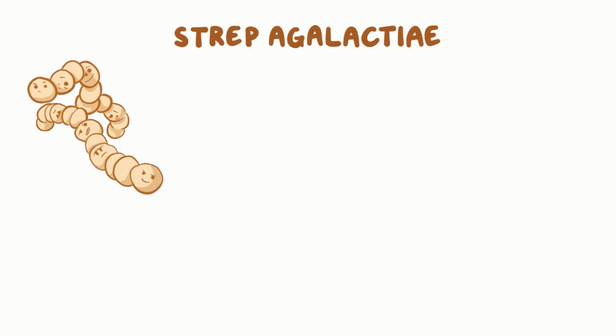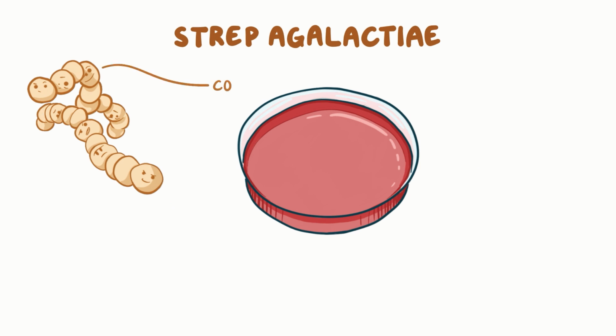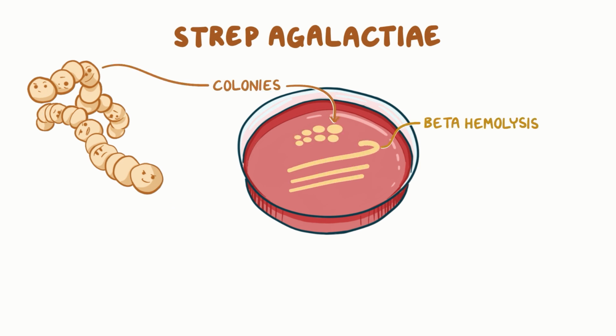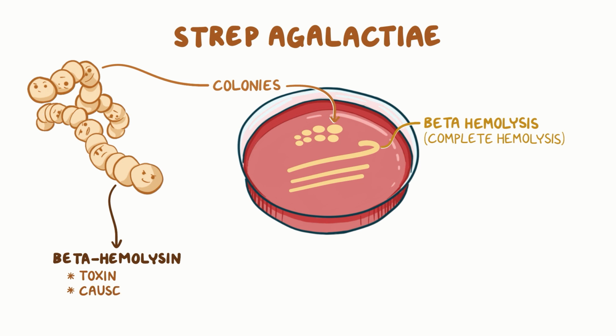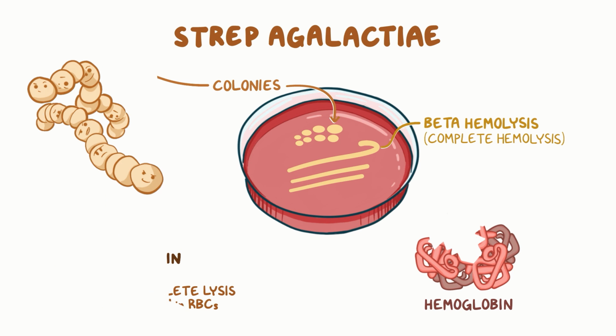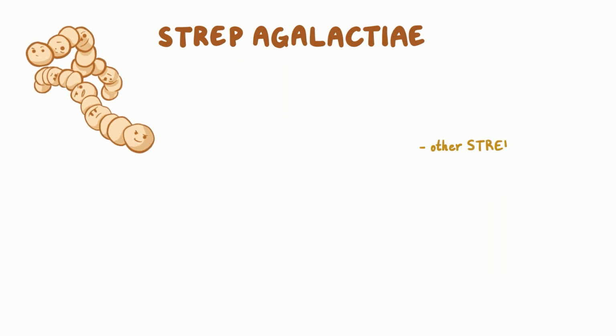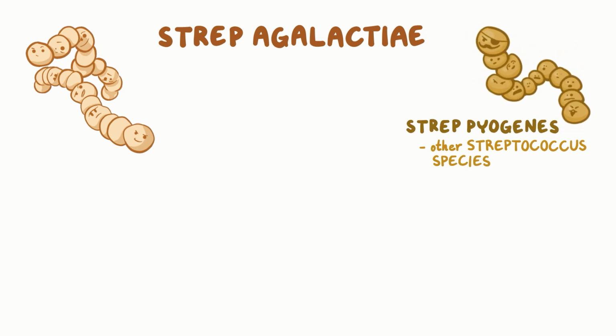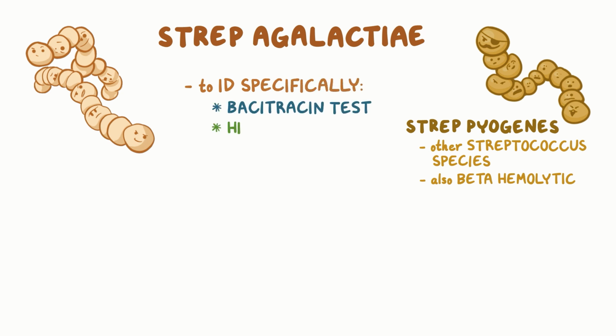When cultivated on a medium called blood agar, Strep agalactiae colonies cause beta hemolysis, also called complete hemolysis. That's because Strep agalactiae makes a toxin called beta hemolysin, that causes complete lysis of the hemoglobin in the red blood cells, making the blood agar change color from red to transparent yellow around the colonies. However, other Streptococcus species, like Strep pyogenes, are also beta hemolytic. So to identify Strep agalactiae specifically, the bacitracin test, the hippurate test, or the CAMP test can be done.